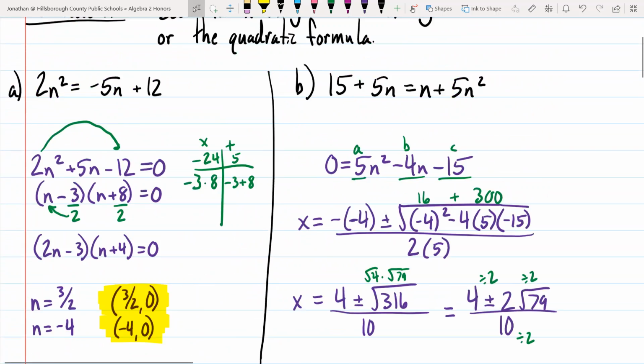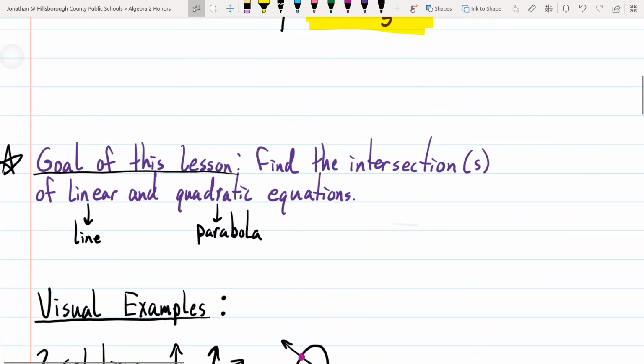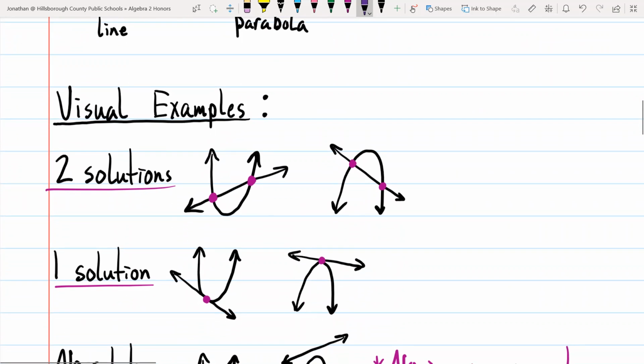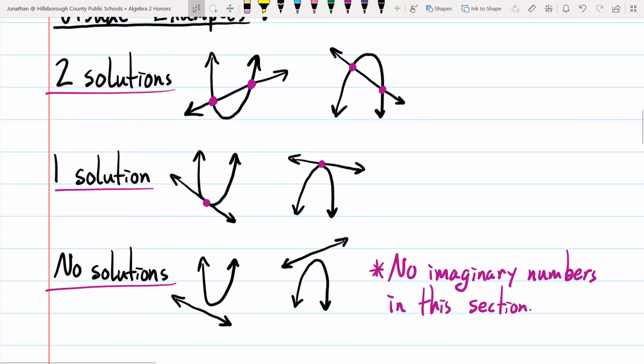So let's move on. The goal of today's lesson, linear quadratic systems. Find the intersection or intersections of linear and quadratic systems. Basically, we're going to solve and see where some lines and parabolas intersect. We could have 2 solutions, we could have 1 solution or no solutions. In this section, we will not have imaginary numbers because if these 2 things do not intersect, these are things that are on the real plane. Remember, your complex plane was a place where you plotted imaginary complex numbers. This is not one of those cases.